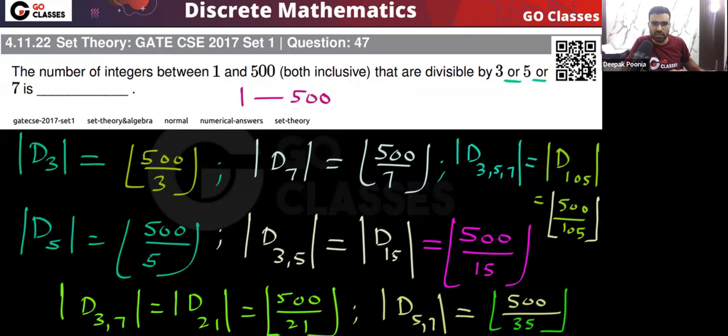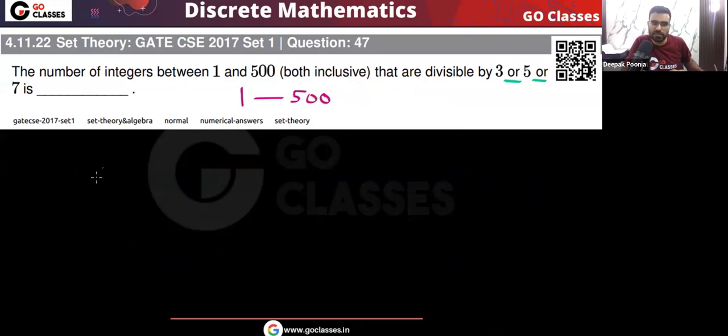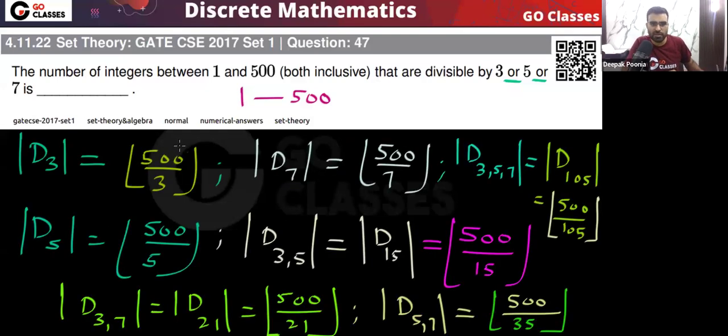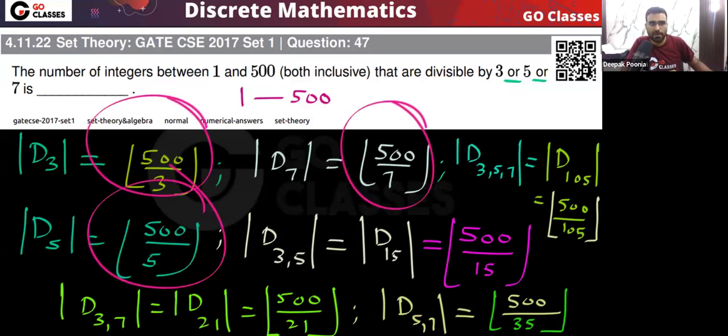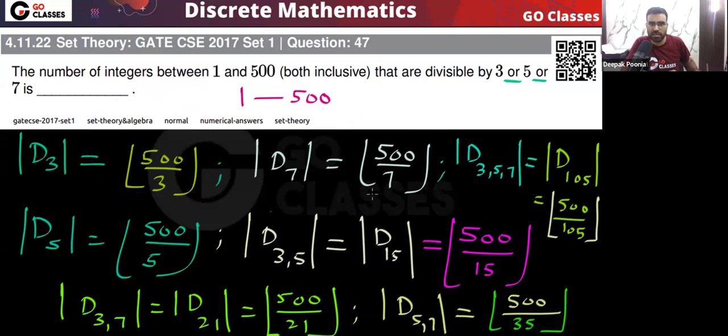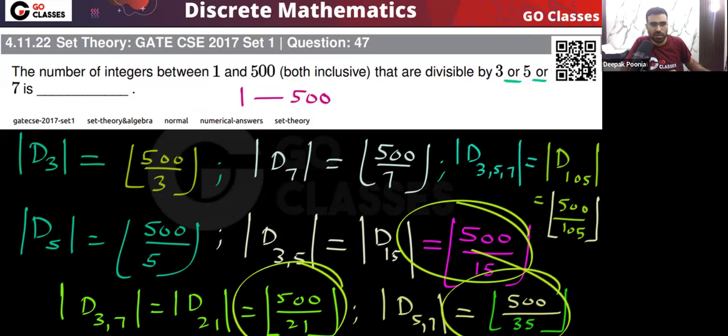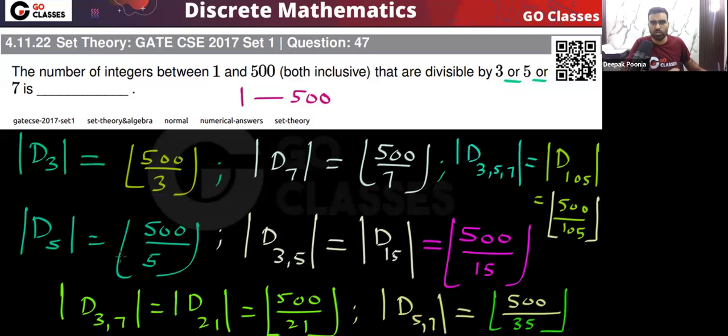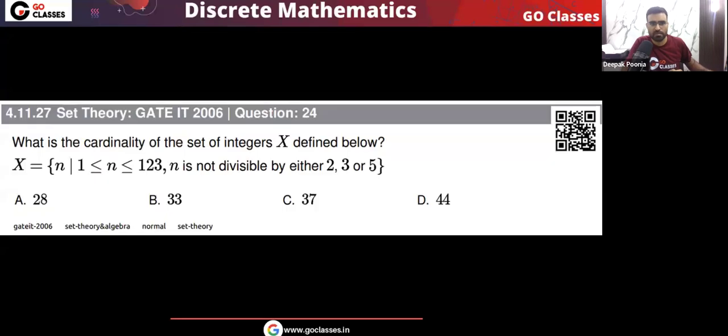Now after finding all these values, you can just find the answer. Remember, your final answer will be singles plus doubles minus triples. That means the answer will be this value plus this value plus this value, minus this value, minus this value, minus this value, and plus this value. That is going to be the answer for this GATE 2017 question. I hope you understood. Let's solve the GATE 2006 question.